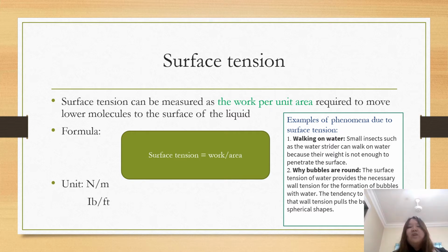And the second one is why bubbles are round. The surface tension of water provides the necessary wall tension for the formation of bubbles with water. The tendency to minimize the wall's tension pulls the bubbles into spherical shapes.